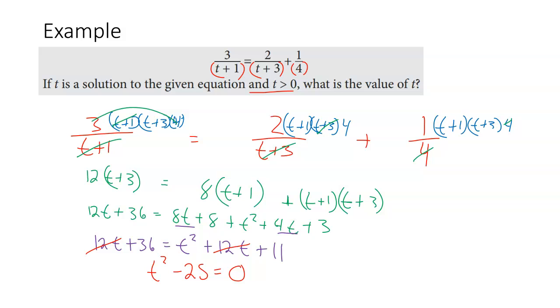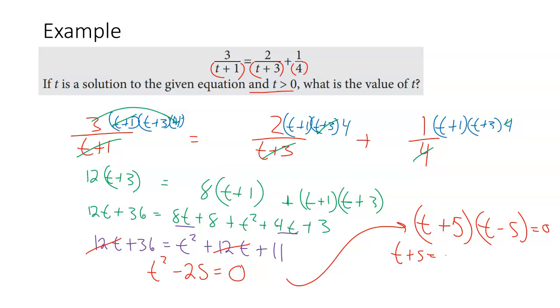What type of polynomial is that? Difference of squares. So it factors to be t plus 5, t minus 5. Set both equal to 0, t equals negative 5, and t equals 5. So what's my final answer? 5.